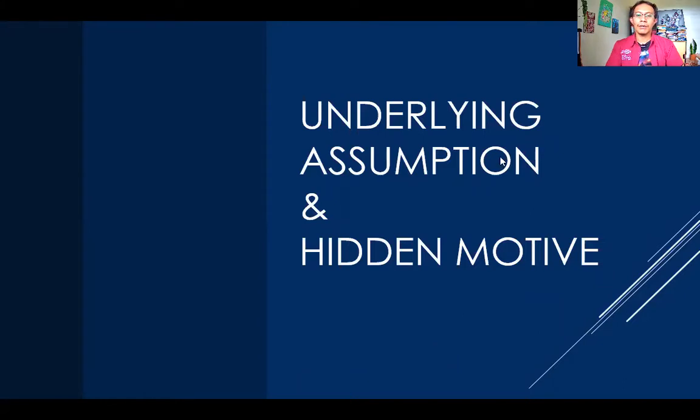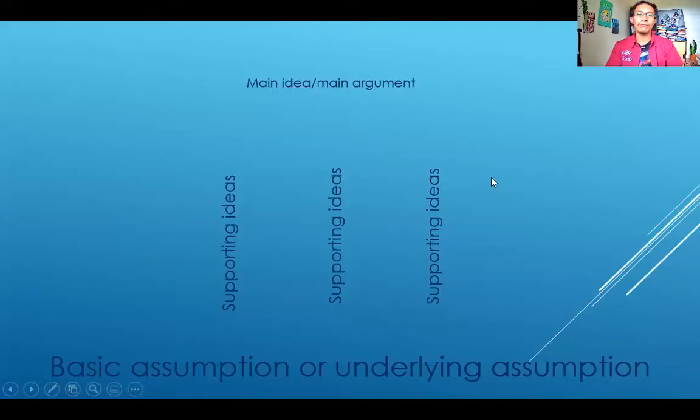Okay, so far, as I mentioned to you, we have mostly dealt with the main idea and supporting ideas. Now we are going to the basic assumptions. It is at the very bottom. It is often not seen. You can only tell the basic assumption after reading the entire essay and try to figure out what the writer might believe or what the writer might hold to be the truth, what the writer might consider to be the law of everything.